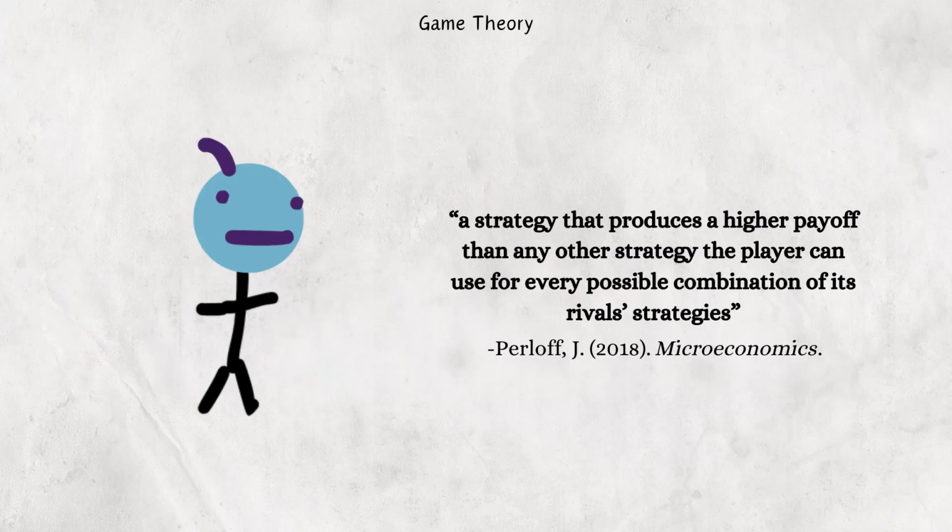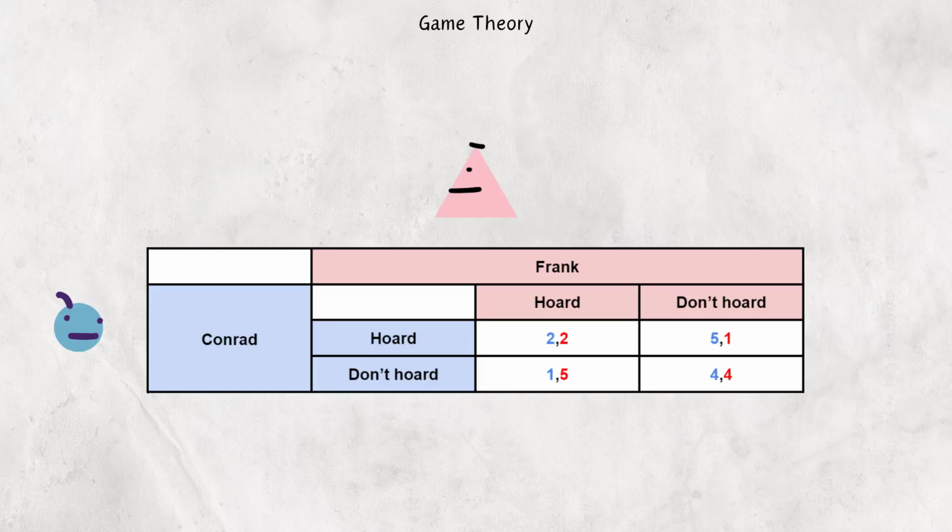A dominant strategy is, according to Perloff, a strategy that produces a higher payoff than any other strategy the player can use for every possible combination of its rival strategies. Said with simpler terms, it's the best strategy the player can choose. So let's look at the bimatrix again and try to find the dominant strategy.